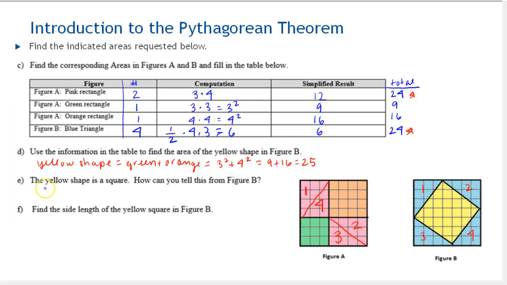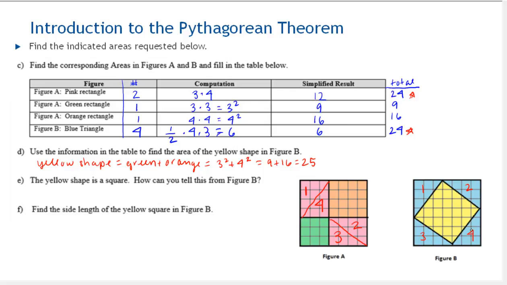Now part E says the yellow shape is a square. How can you tell this from figure B? Okay, so we don't know any of these side lengths right now, but we can determine this is a square, and that all of these sides are equal, and here's why. So looking at all of these right triangles, we saw that they're all equivalent. They're not just similar, they're identical. We could move them. You could think about flipping this one to get this one, okay? And they're all identical triangles.